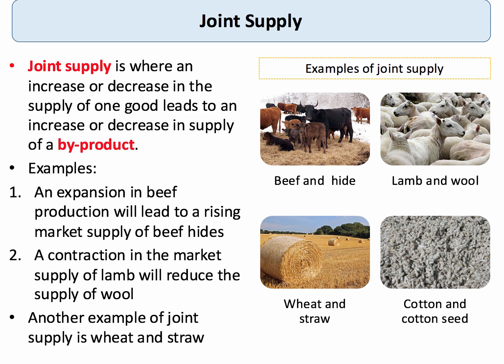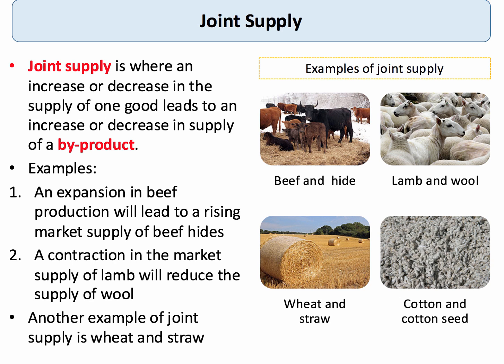Just finally, I want to talk about something called joint supply. Joint supply is where an increase or a decrease in the supply of one product leads to an increase or decrease in the supply of a byproduct. So this is all to do with byproducts from production. And there are some examples there on the graphic.